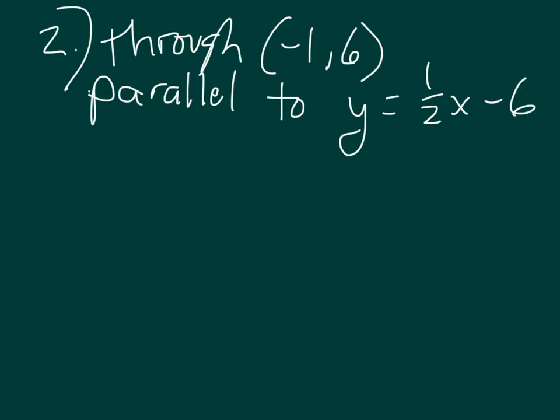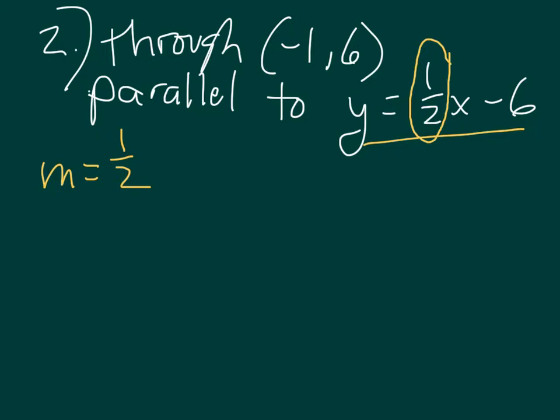So I look at the equation of the line that it's parallel to, and I say, okay, if I know the slopes of parallel lines are equal, all I have to do is find the slope of this line. This is already in slope-intercept form, so I know that the slope is 1/2. So if the slope is 1/2 for this equation, the slope of the line I'm trying to find is also 1/2, because slopes of parallel lines are equal.